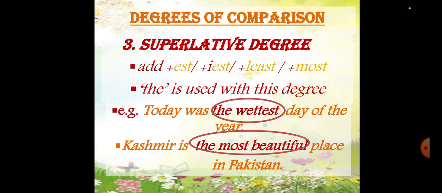Take a die is used with this degree. For example, let me give you: Today was the wettest day of the year. The wettest tells that among all 12 months or 365 days, the wettest day was today. Kashmir is the most beautiful place in Pakistan. You know how many places there are in Pakistan, more than 60, so that means only Kashmir is the most beautiful.